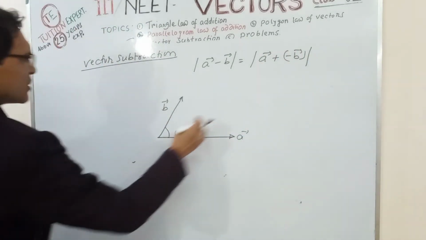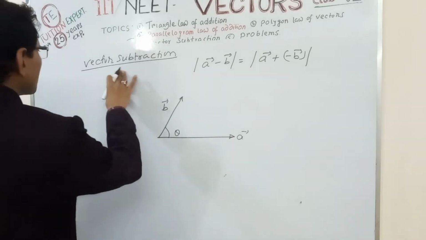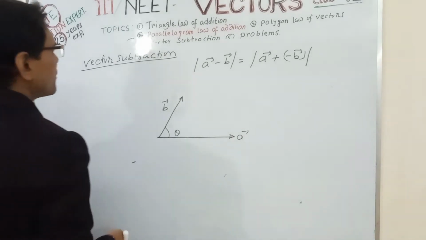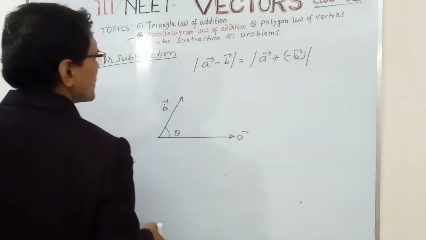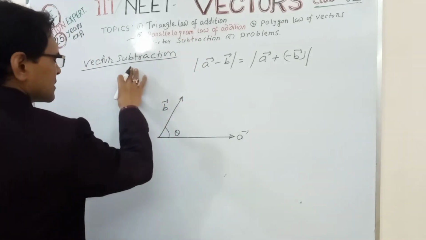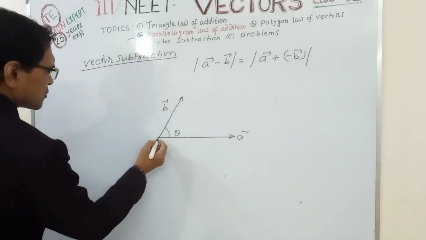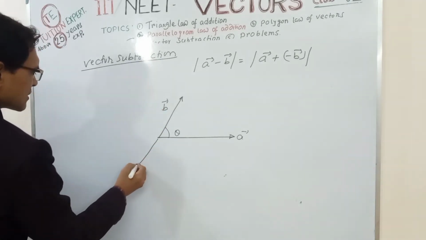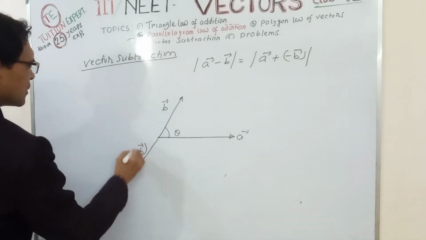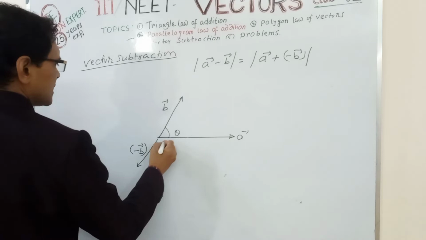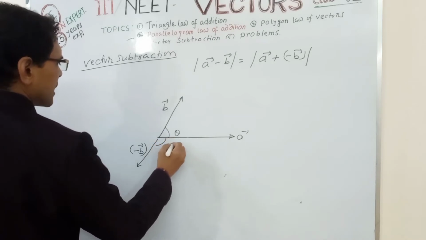Actually there is no other rule for vector subtraction. We just apply the law of addition, the parallelogram law of addition. Just reverse the direction of B, so this becomes minus B. Now we can add the two vectors. So we need this angle, and this angle will be pi minus theta.